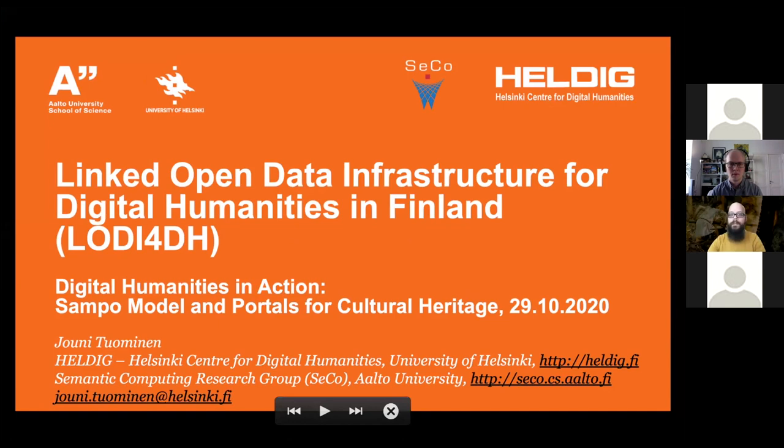The topic of this presentation is linked open data infrastructure for digital humanities in Finland, or the acronym LODI for DH, which is the initiative that we are building this infrastructural work.